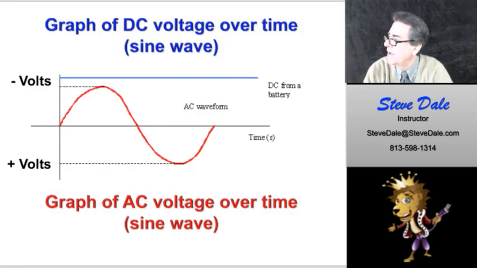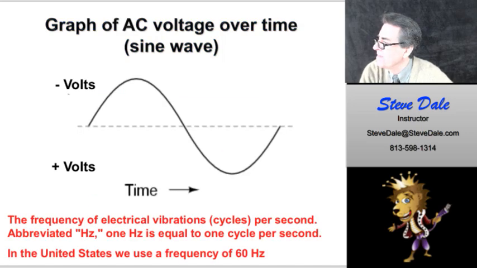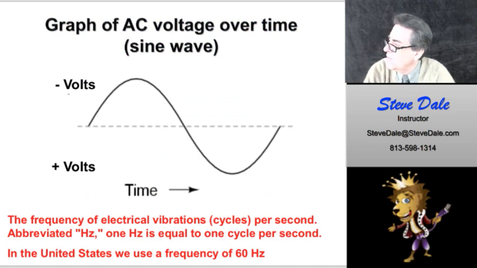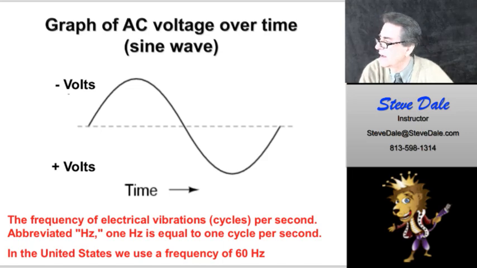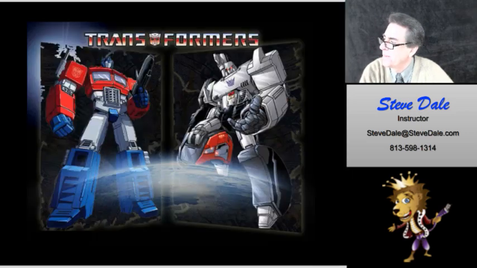Here's an example of a direct voltage sine wave. You can see the blue line represents the solid state flow of a direct current, and then you have the AC sine wave, which goes positive, negative, positive, negative. And this occurs in the United States at 60 hertz, 60 times a second, 60 cycles. In Europe, it's 50 cycles, and in the United States, it is 60 cycles, 60 times a second.